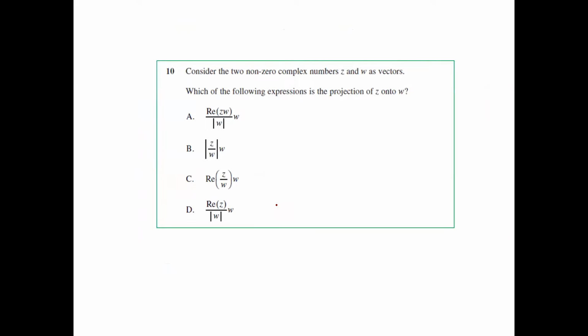Question 10. Consider 2 non-zero complex numbers z and w as vectors. Which of the following expressions is the projection of z onto w? The most common response is A, then C, then D, and the least common response is B. But the correct answer this time is the second most common response, which is C.